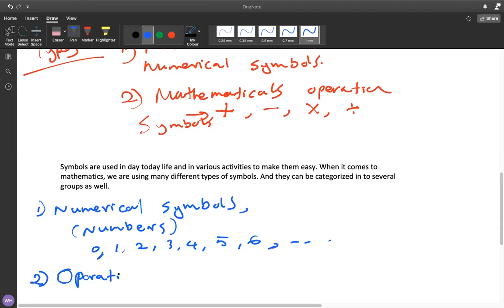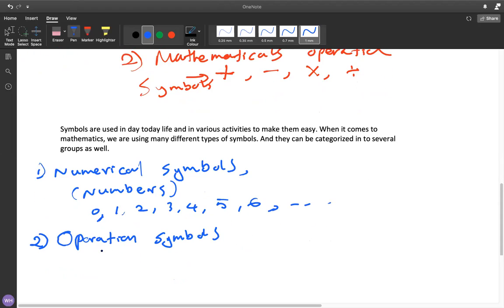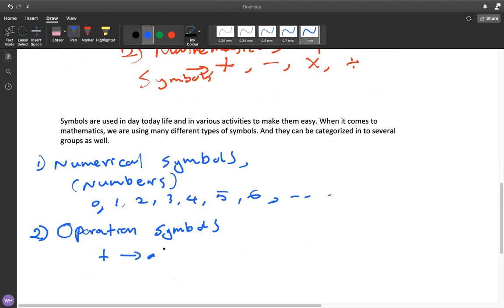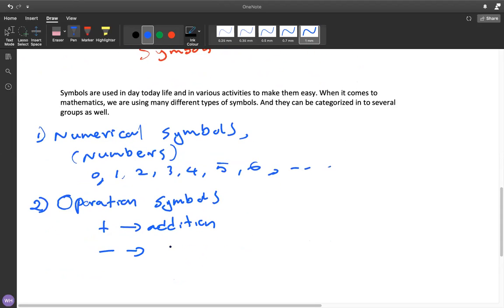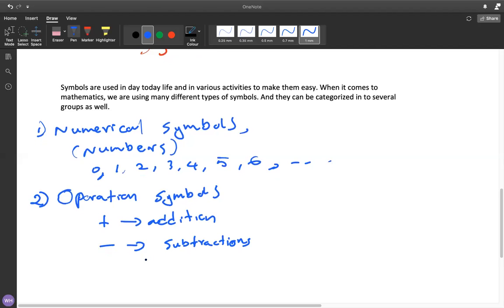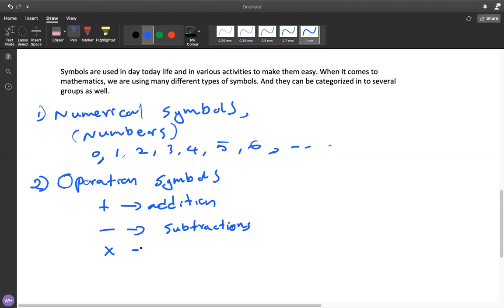And operation symbols. We use various operation symbols. Addition. This is used for addition, and this is for subtraction. Okay, you can write them. And what do you call this? Multiplication. Yes, exactly. And what is this? Division. Yes, you can write that quickly. So you can write all of these.